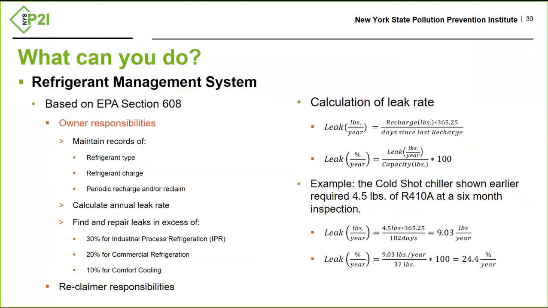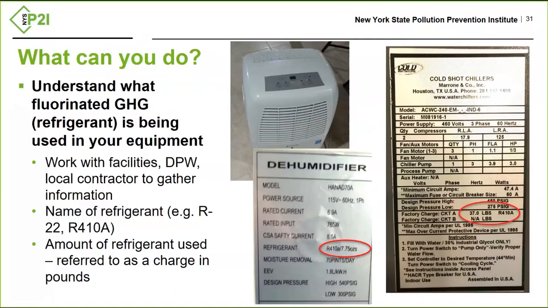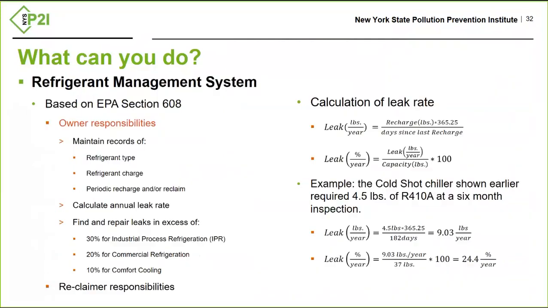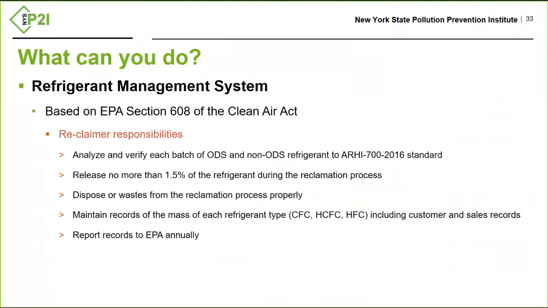Now, I also show an example of the calculation, and I'm referring back to the cold shot chiller. I use that as an example, wherein that holds 37 pounds of refrigerant and 4.5 pounds was recharged into that system after approximately 6 months. So you can see that the 4.5 pounds over 182 days, times the number of days in a year, gives you 9 pounds per year. And if you look at the 9 pounds per year divided by the system capacity, that's 24%. So because that was for commercial refrigeration, that would require a leak detection or leak finding and repair process.